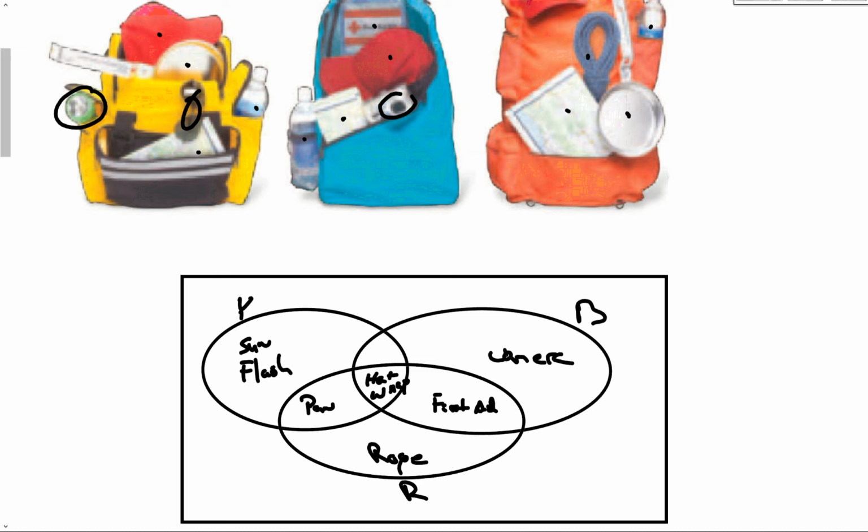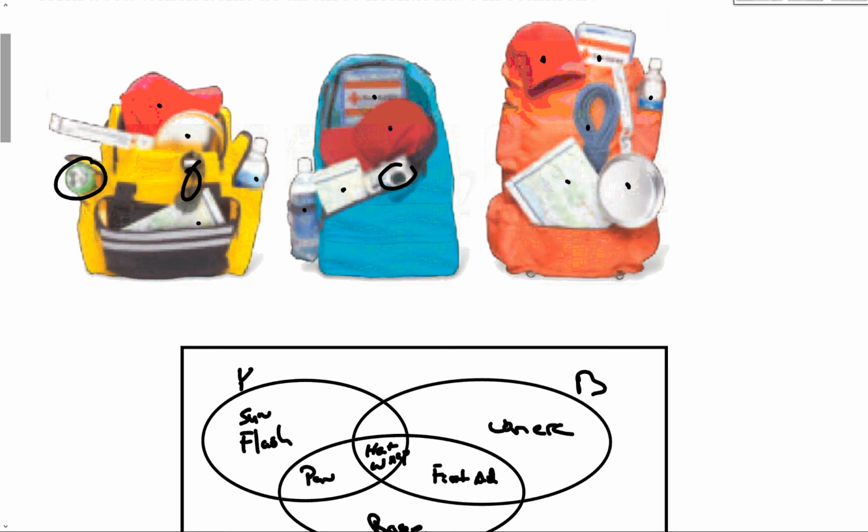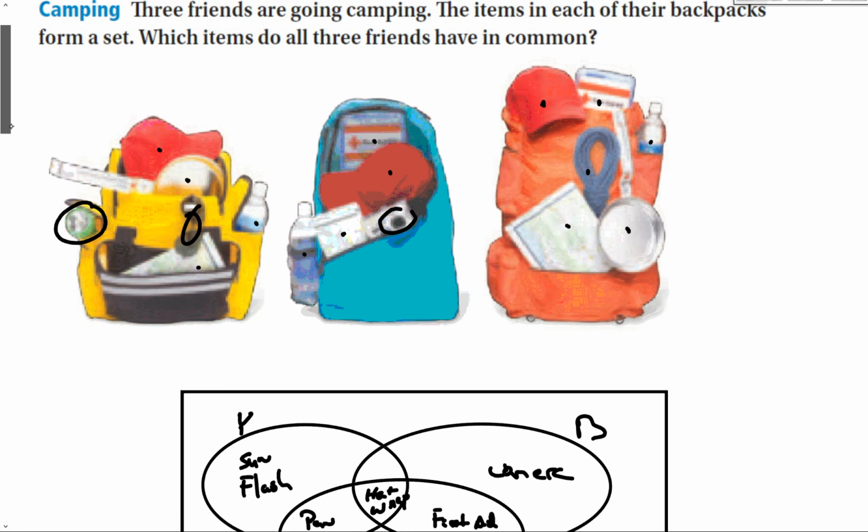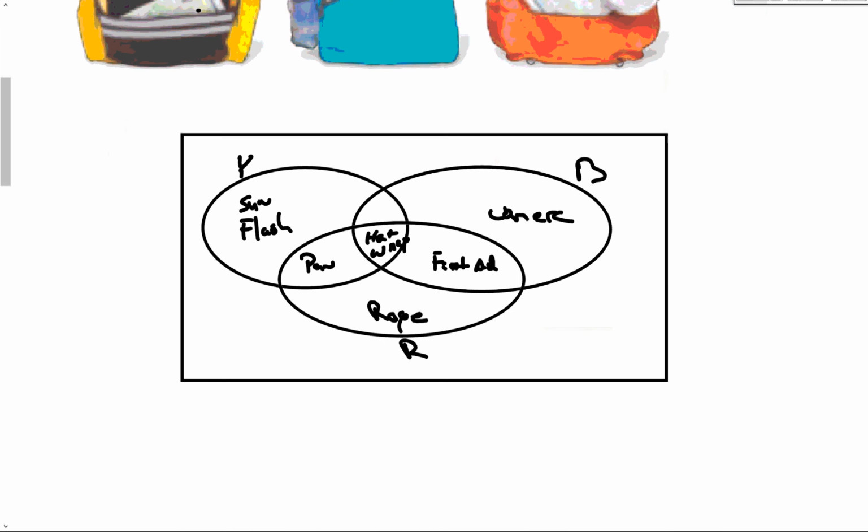I'm not sure what else is going on in here. Like I said, it's kind of a hard picture to make out. Luckily, I had the textbook to help me out. But to answer the question, which items do all 3 friends have in common? They all have a hat, they all have some water, and they all have a map. Okay, hat, water, map.